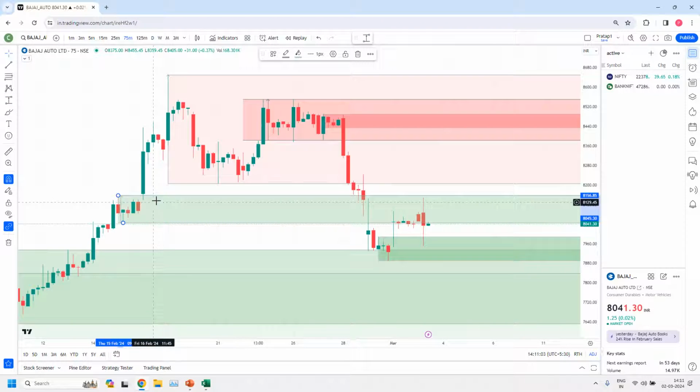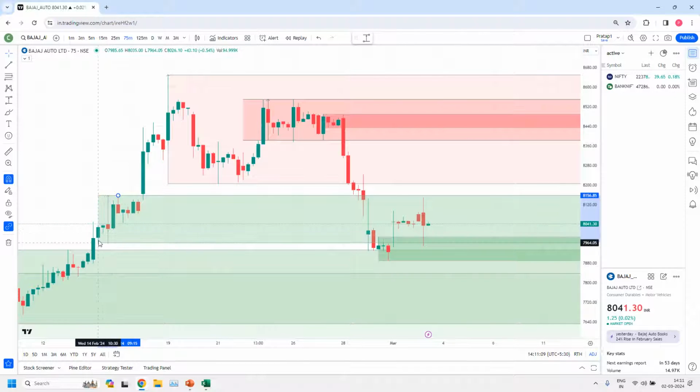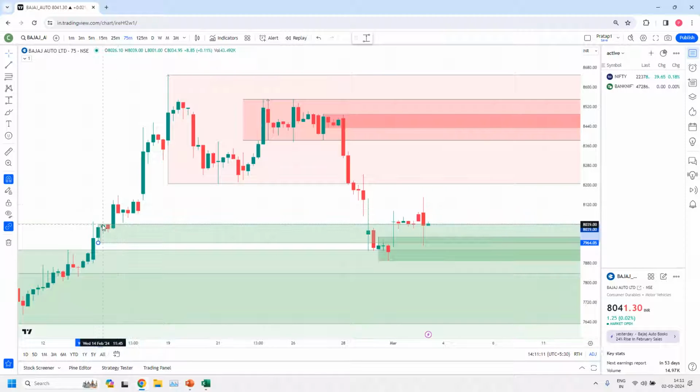Even this demand zone is violated because of the supply zone. Not only this, even below that there is one more zone. Even the third demand zone is also violated. The reason is this 75 minute zone. That means this 75 minute supply zone is responsible for violating the 3 demand zones.